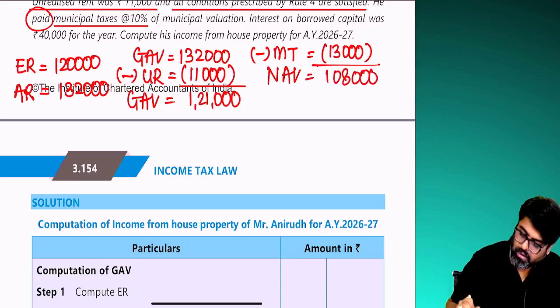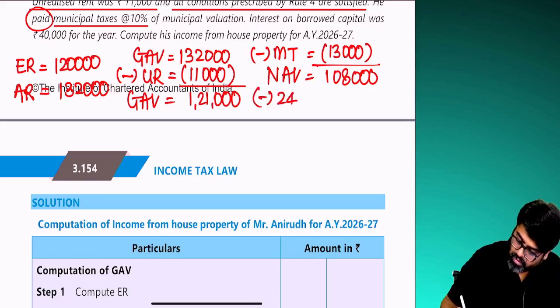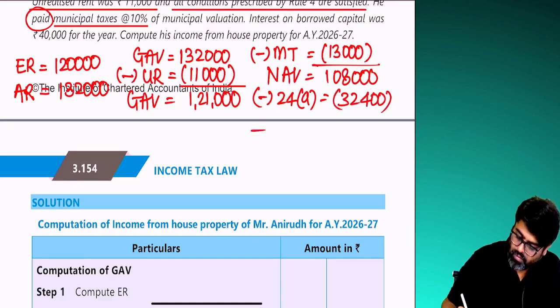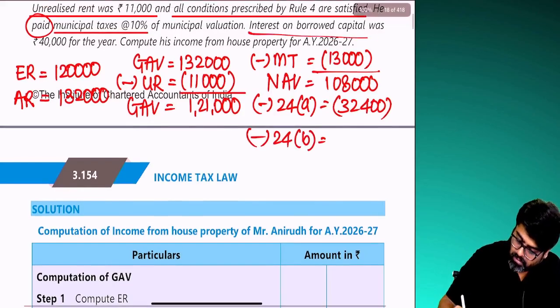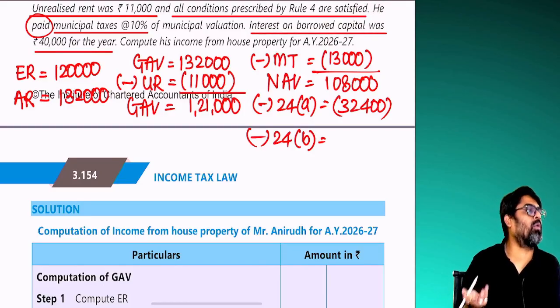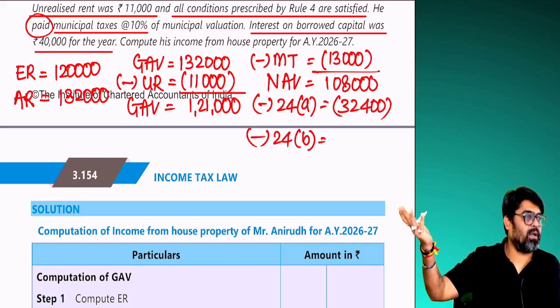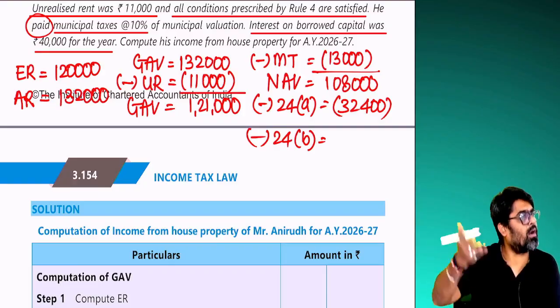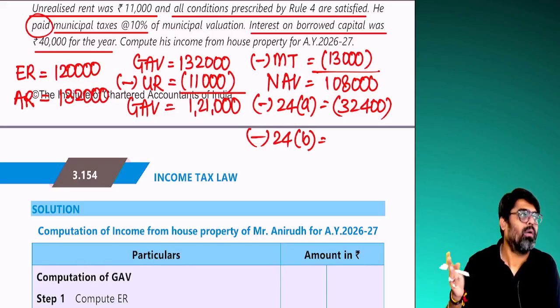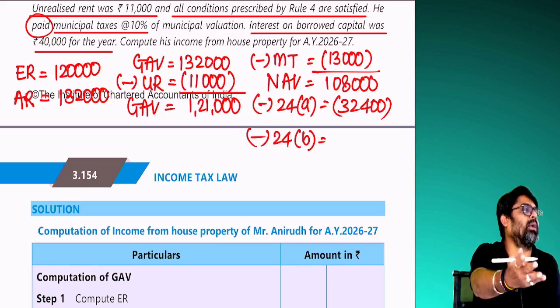Very good. Now from this NAV, you will get section 24 clause A, standard deduction. 30%, calculate. 32,000. Now, will you get any interest on housing loan deduction? Yes. See, interest on borrowed capital was 40,000 for the year. Capital borrowed for what purpose? If nothing is mentioned in the house property question, capital borrowed for house property only, no? What is the rate of interest? Not given. They have directly calculated the interest and given it to you.